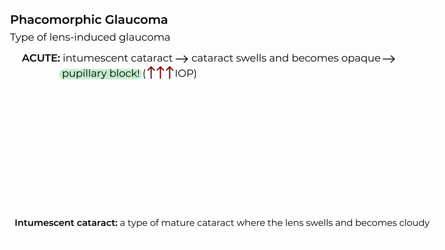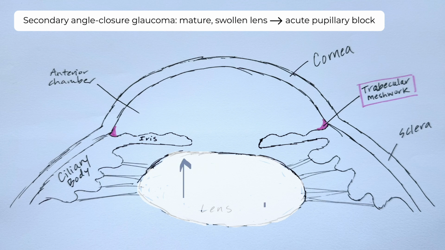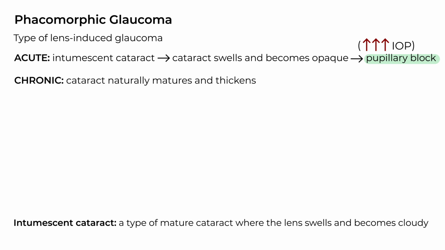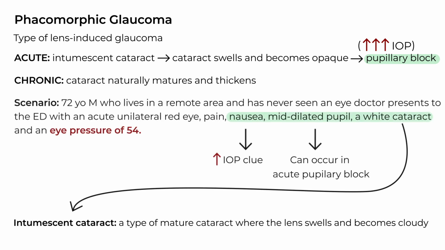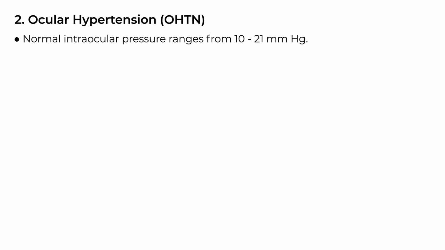So this can occur in an acute setting if the patient has an intumescent cataract where the cataract swells and becomes opaque. It could also be chronic as the cataract gradually matures over time. So how could this present to the ED? Let's say there's a 72-year-old male who lives in a remote area and has never seen an eye doctor, and he comes in with an acute red eye, pain, nausea, a mid-dilated pupil, a white cataract, and a pressure of 54. Normal intraocular pressure generally ranges from 10 to 21.